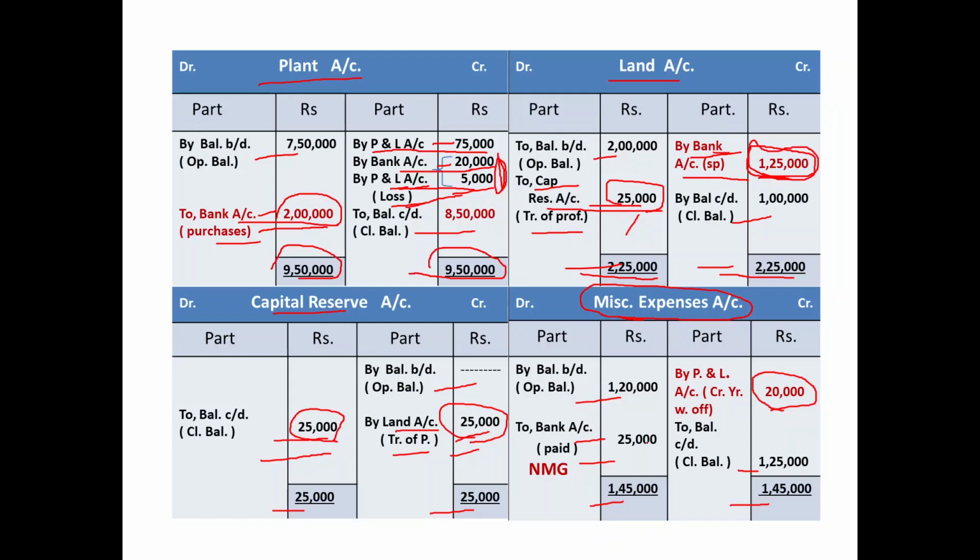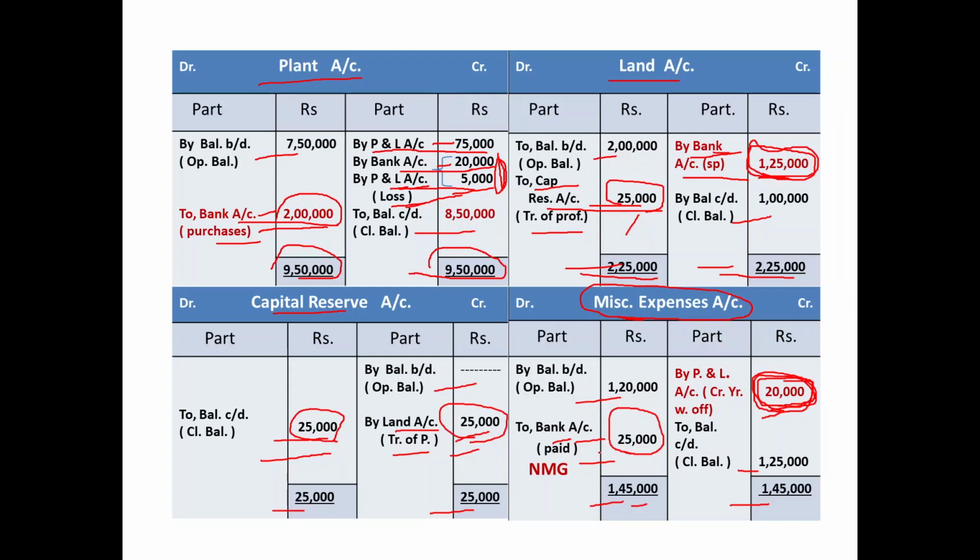In the current year, the company incurred an additional expenditure of 25,000 that we debited to this account, crediting bank account. Then once we close this account, we get a balancing figure of rupees 20,000 on the credit side. It means in the current year, by applying the concept of amortization, the company has written off rupees 20,000 in the current year's profit and loss account. I hope this explanation is very clear in your mind for miscellaneous expenses.